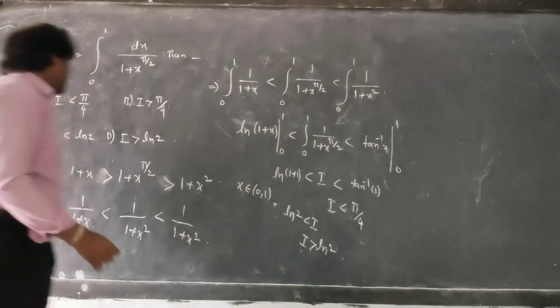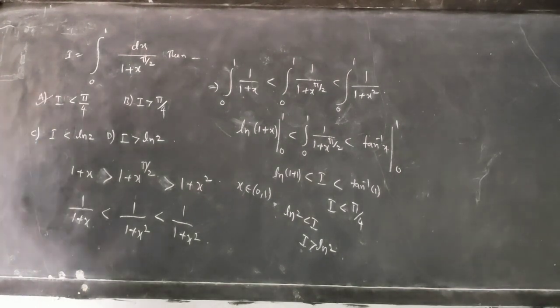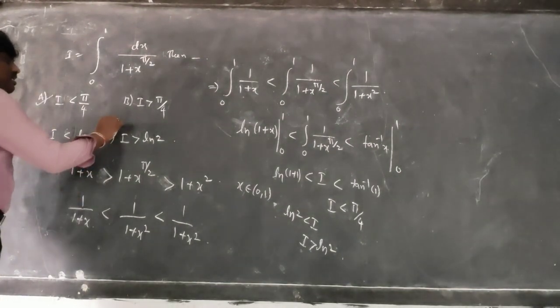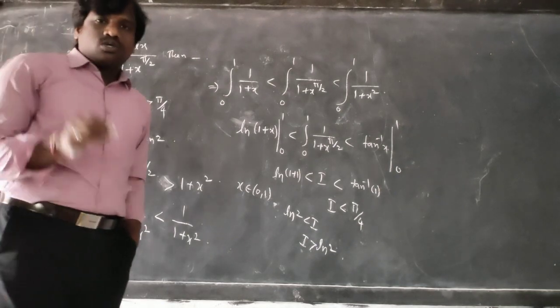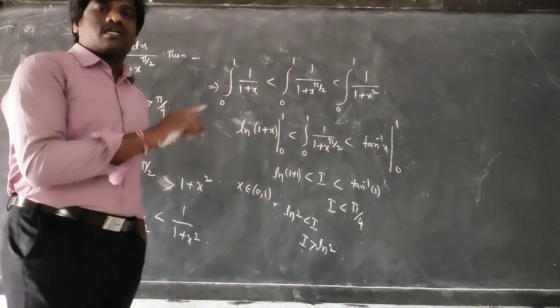So which options are correct here? Option A is correct, and I greater than ln 2, option D is correct. So these two are correct. So using the first principle, we can do it like this.